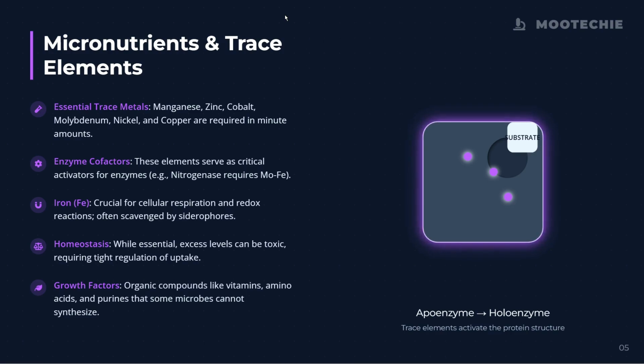Speaking of iron, or Fe, it's particularly crucial for processes like cellular respiration and redox reactions. Microbes are so desperate for iron, they often produce special molecules called siderophores to scavenge it from their environment. It's important to maintain homeostasis with these elements. While they are essential, having too much can be toxic, so cells tightly regulate their uptake. The diagram illustrates this concept. An apoenzyme, which is inactive, becomes a functional holoenzyme when a trace element binds to it, activating the protein structure.